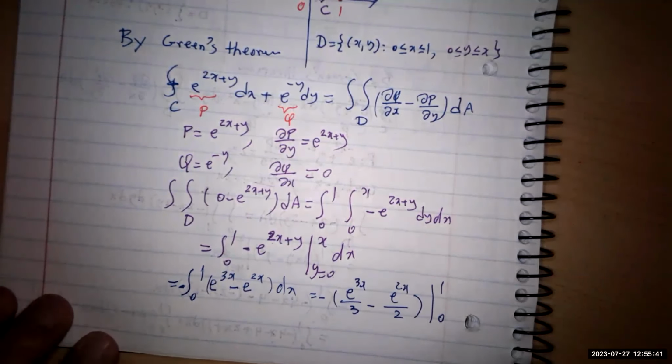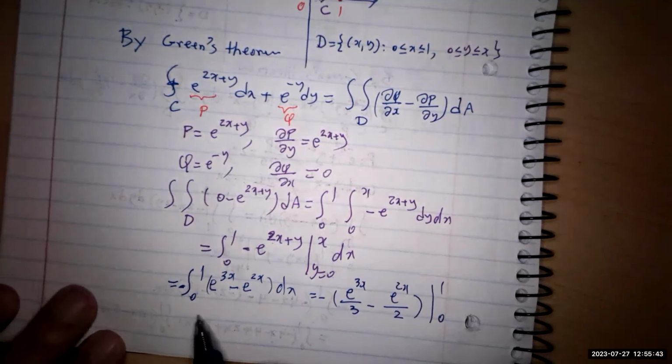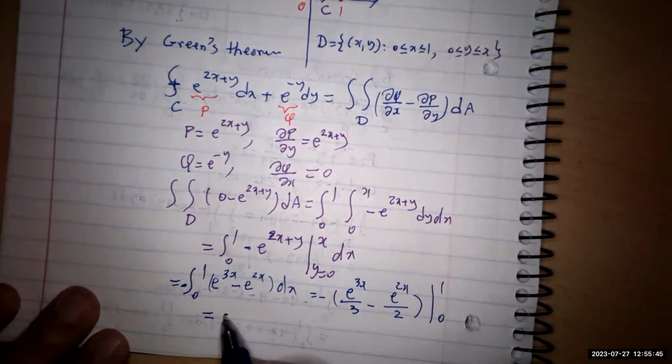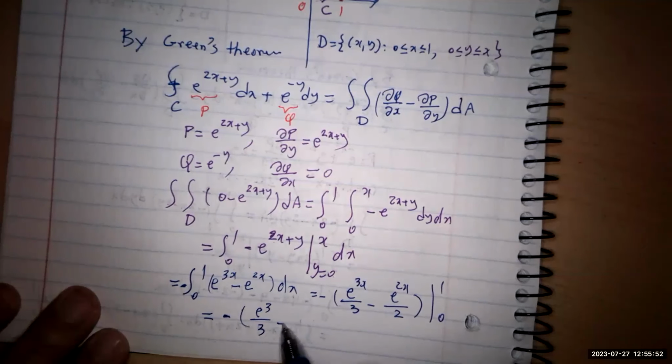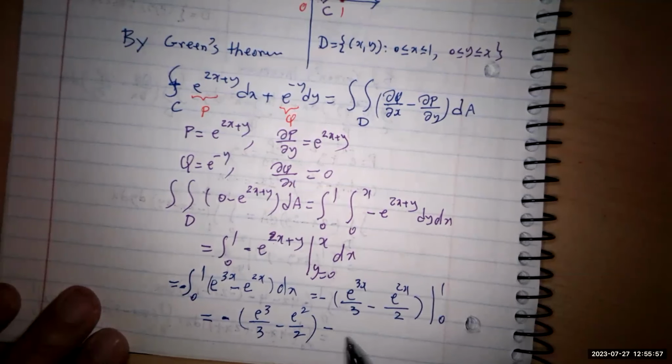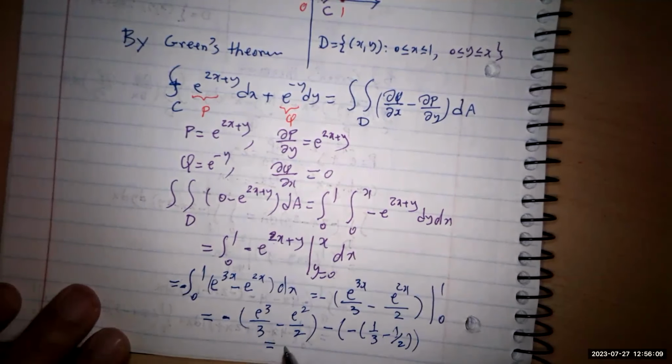Okay, for the result, you can use your calculator or just give us the answer. It's going to be negative. If you put in 1, that gives you e cubed over 3 minus e squared over 2 minus, okay, and this is it. If you put in 0, that gives you 1/3 minus 1/2. So the final answer would be something like negative e cubed over 3 minus e squared over 2.